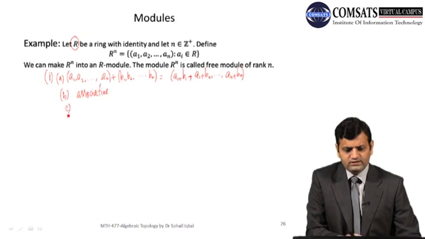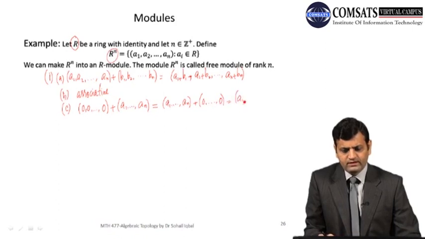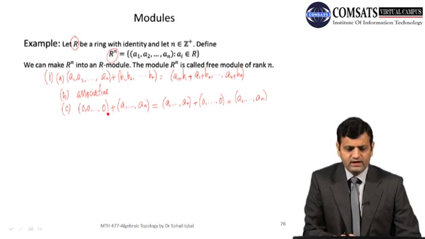In the next condition, we need to check that there exists an additive identity. Of course, it's a ring, so it's an abelian group under addition, so it contains an additive identity. So I can take (0, 0, ..., 0) to be my additive identity in this new structure R^n. Why is this the additive identity? Because I can add this element to any other element in any order, and there will be no change in the answer, and the answer will still be that element (a1, ..., an). So this is an additive identity. And in the fourth condition, I need to check that given any element (a1, ..., an), there exists an element (minus a1, ..., minus an), such that when I add these two elements in any order, the answer is 0.